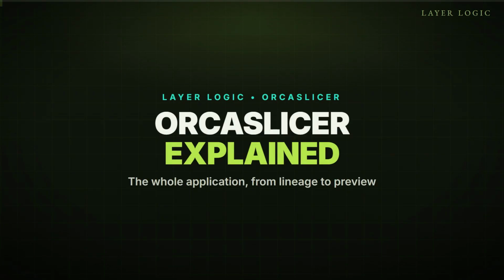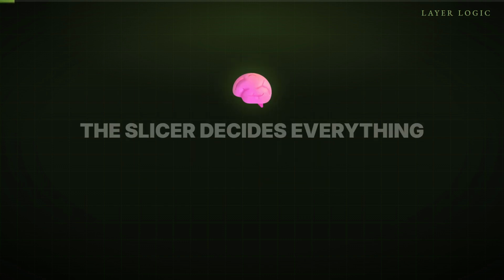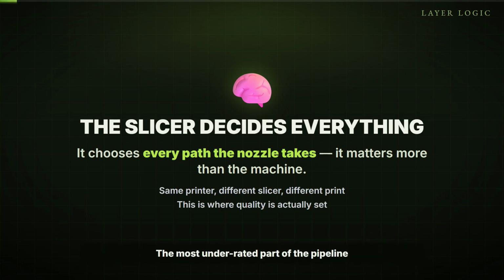OrcaSlicer has quietly become the default slicer for a large part of the 3D printing world, and it got there by doing two things nobody else bothered to do properly. A slicer is the program that turns a model into instructions for your printer. It decides every path the nozzle takes, and it matters far more to your print quality than the machine does.